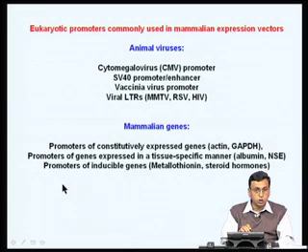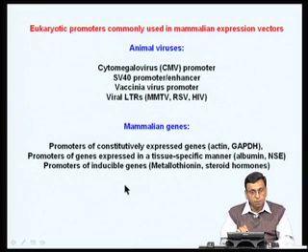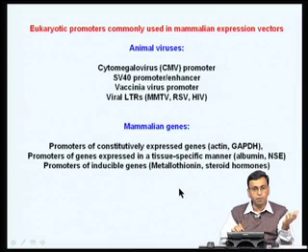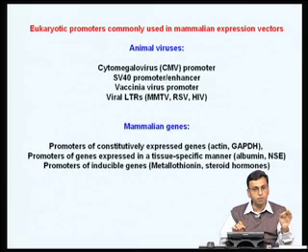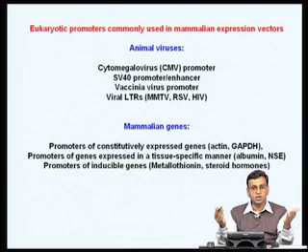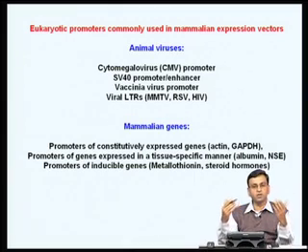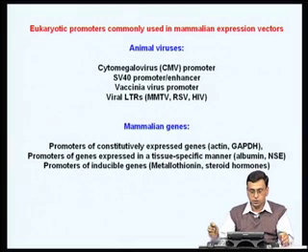Similarly, you can use mammalian promoters which are inducible, for example, the metallothionein promoter. In such cases, you can induce the expression of your transgene by adding metals into the culture medium, or you can also clone your gene downstream of promoters containing steroid hormone response elements. One example I gave you is the mouse mammary tumor virus, which contains the glucocorticoid response elements, and in such cases the expression of your gene can be induced by adding glucocorticoids.